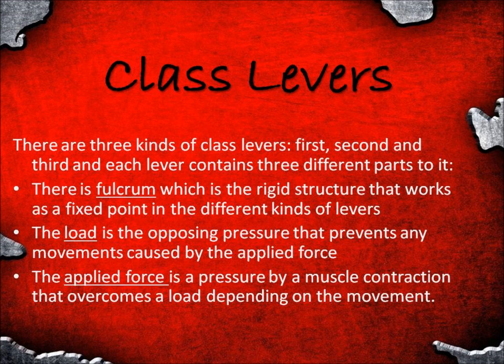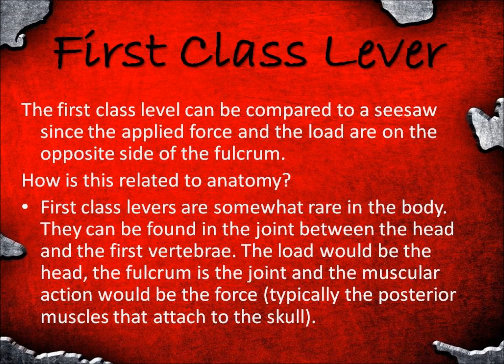There is the fulcrum, which is a rigid structure that works as a fixed point. There's the load, which is the opposing pressure that prevents any movement caused by the applied force, and then the applied force, which is the pressure from muscle contraction. The first class lever can be compared to a seesaw, since the applied force and the load are on opposite sides of the fulcrum.